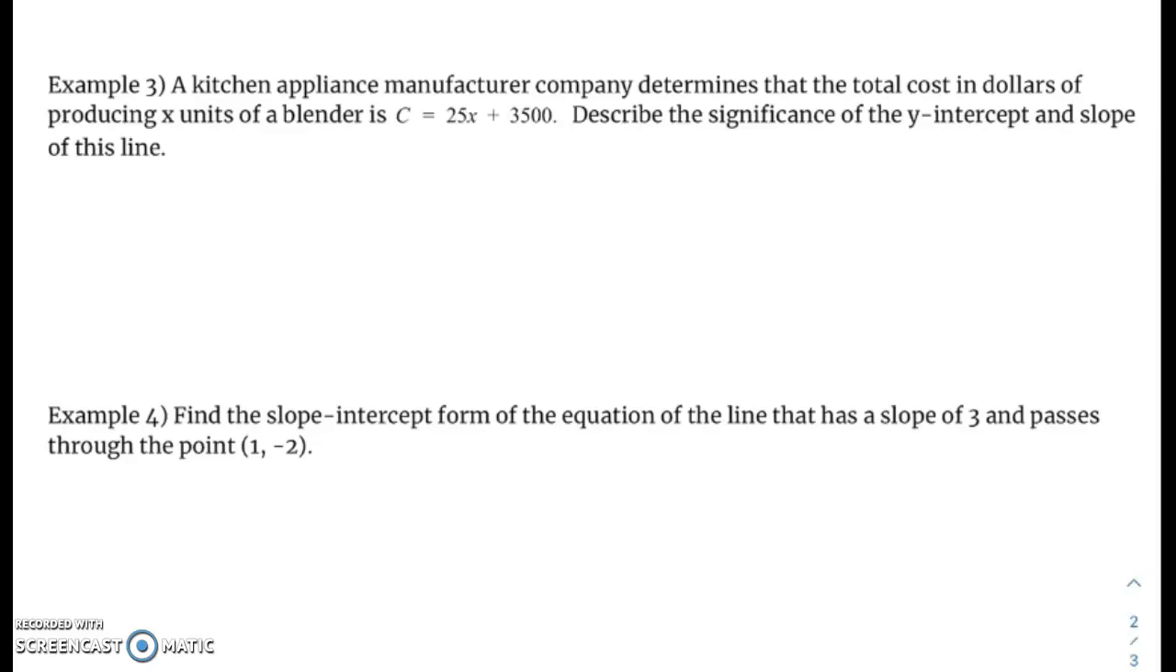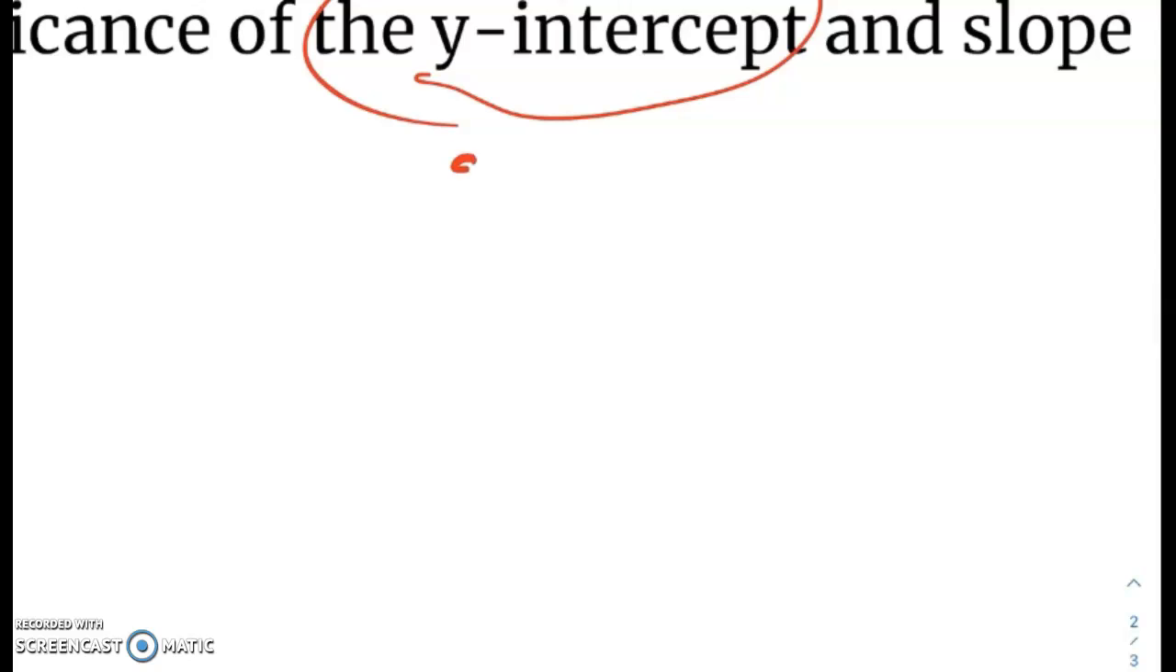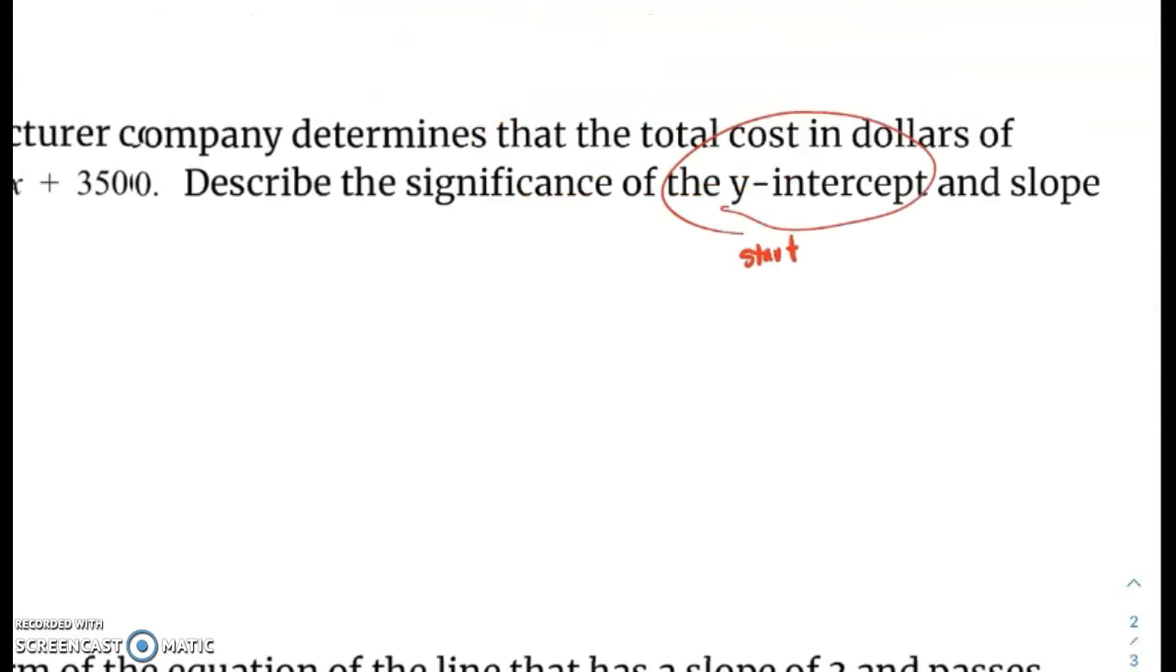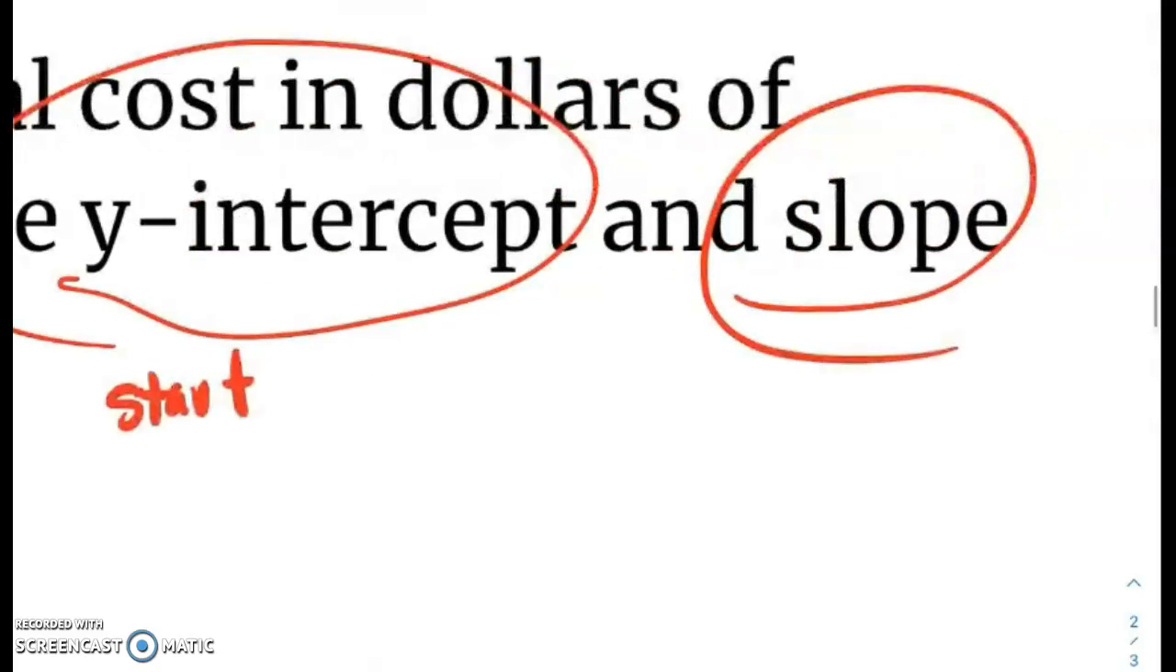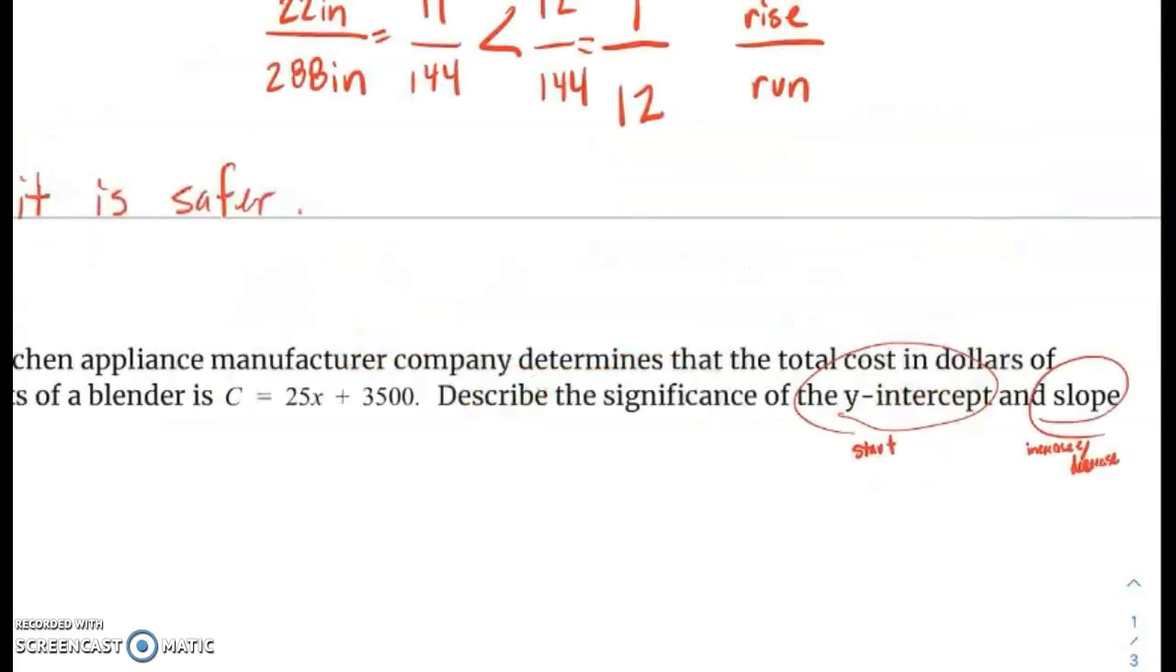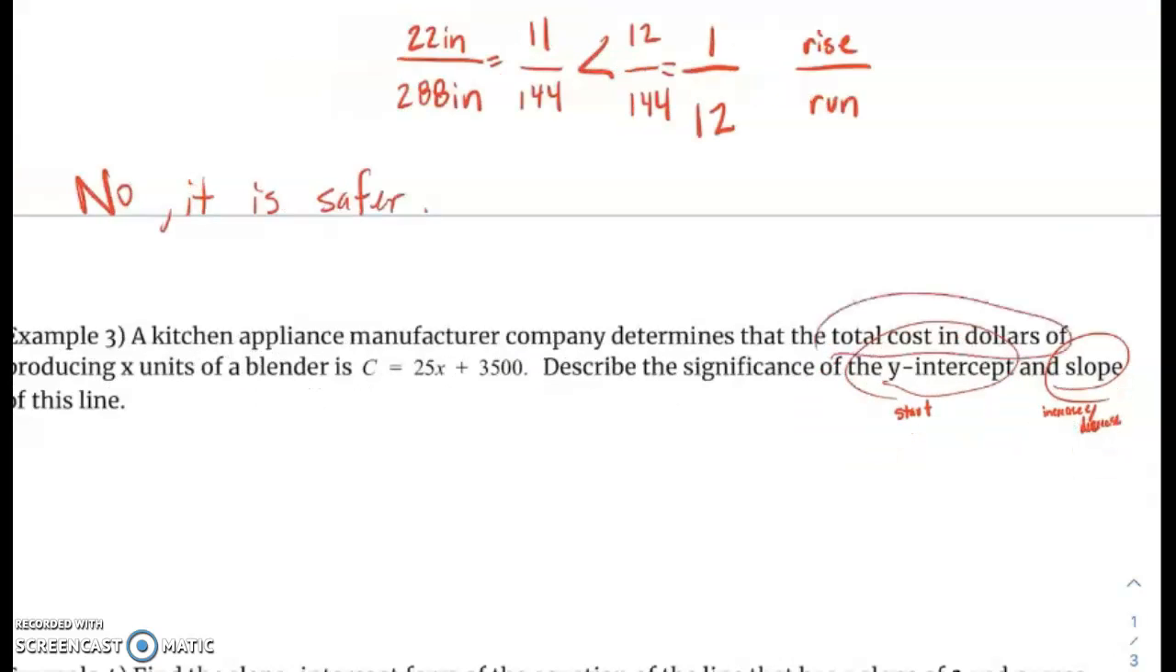Example 3: a kitchen appliance manufacturer company determines that the total cost in dollars of producing x units of a blender is C equals 25x plus 3,500. Describe the significance of the y-intercept and the slope of this line. So when you look at the y-intercept, this is always a starting amount. And then your slope is your increase or decrease.